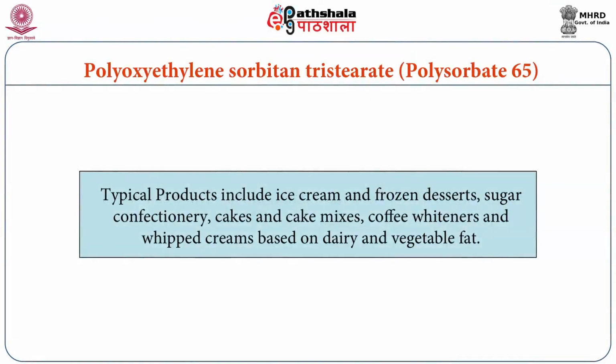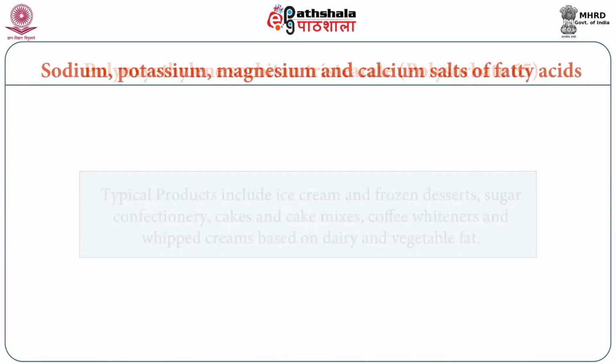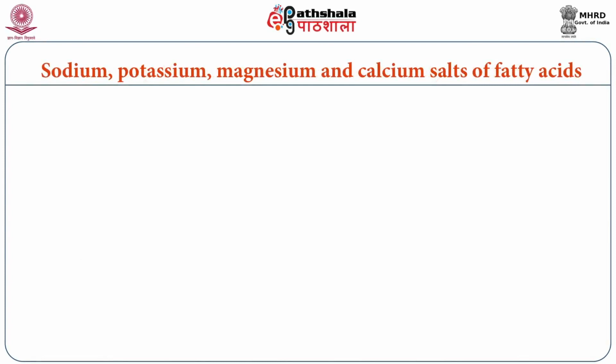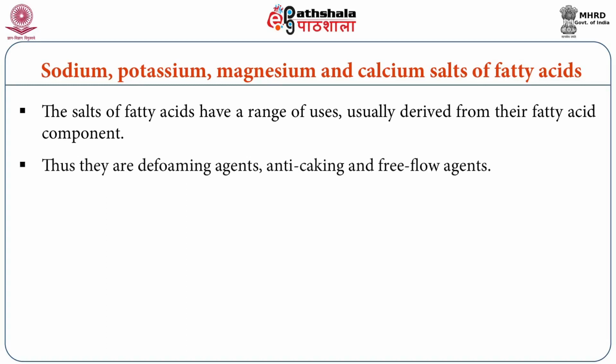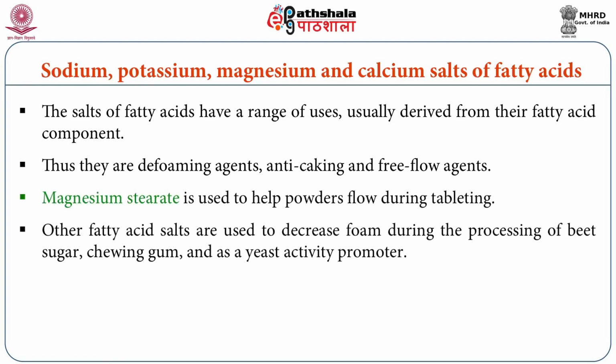The typical applications include ice cream and frozen desserts, sugar confectionaries, cakes and cake mixes, coffee whiteners, and whipped cream based on dairy and vegetable fat. The next ingredients are sodium, potassium, magnesium, and calcium salts of fatty acids. The salts of fatty acids have a range of uses, usually derived from their fatty acid component. Thus, they are a defoaming agent, they may act as an anti-caking agent, as well as a free flow agent. Magnesium stearate is used to help a powder flow during tableting.